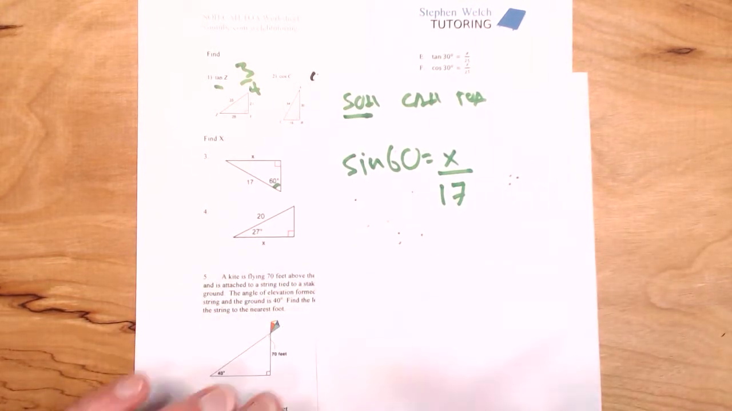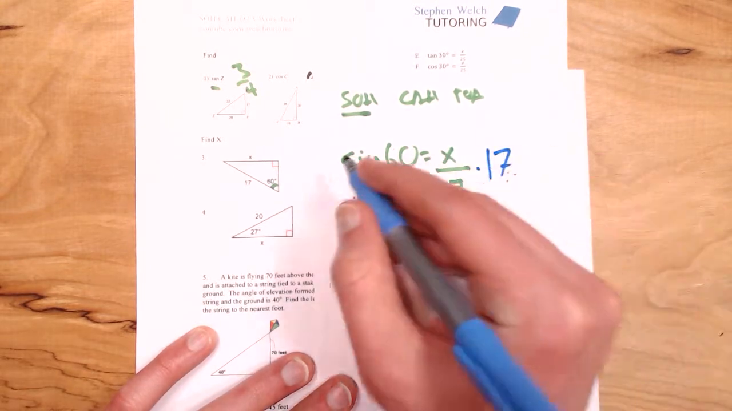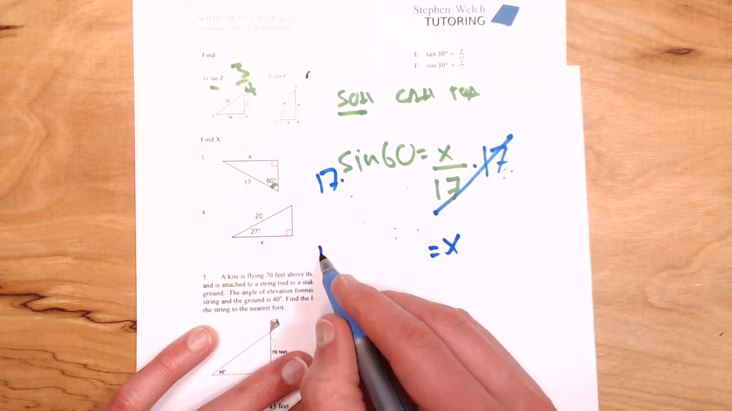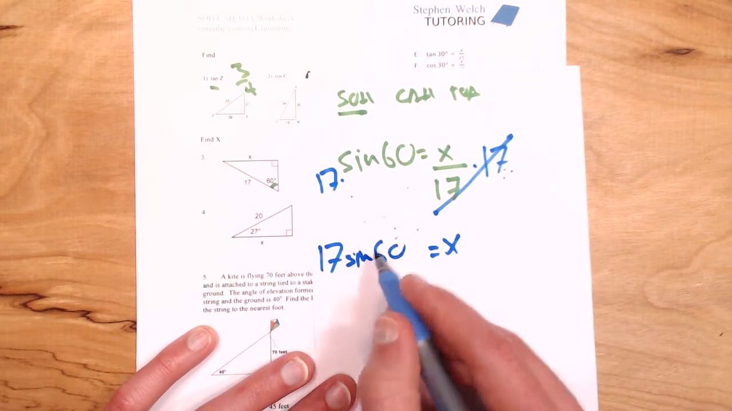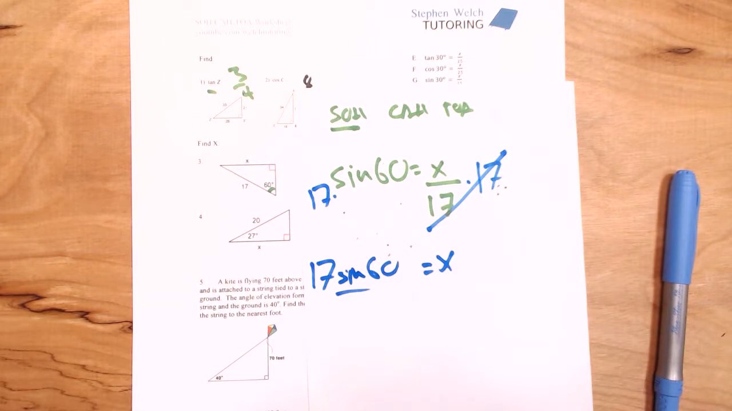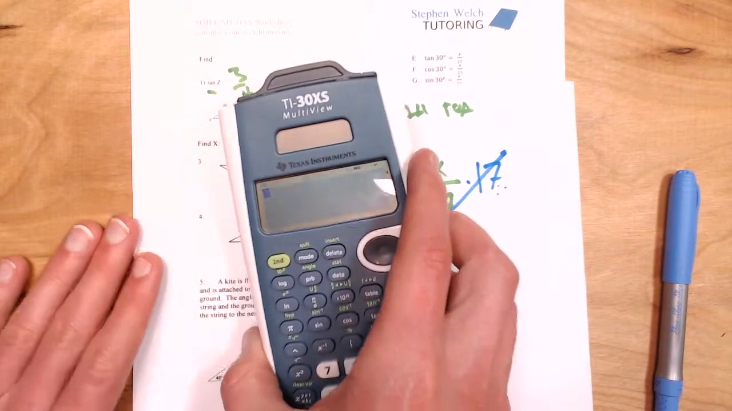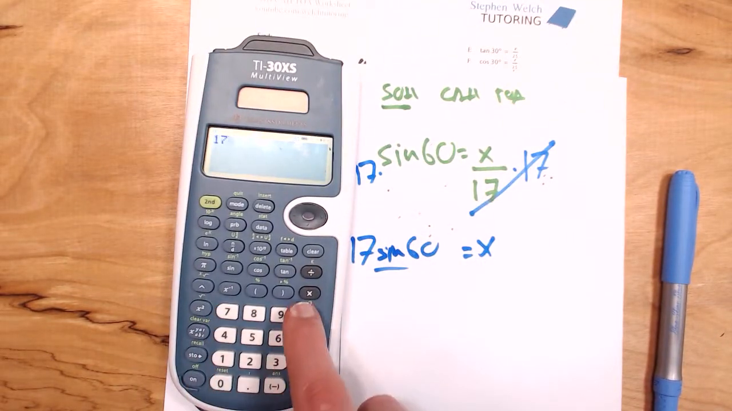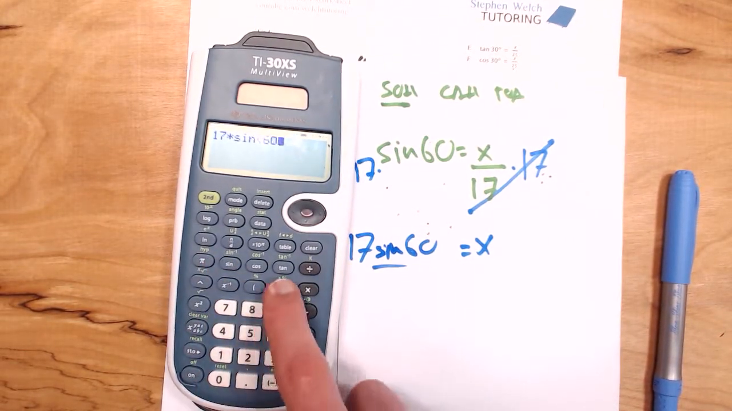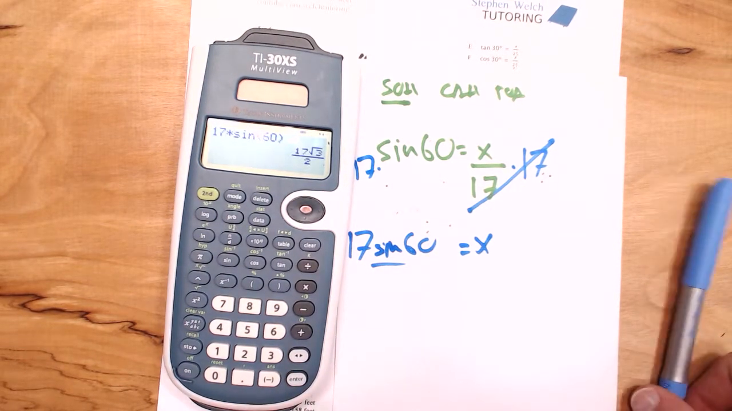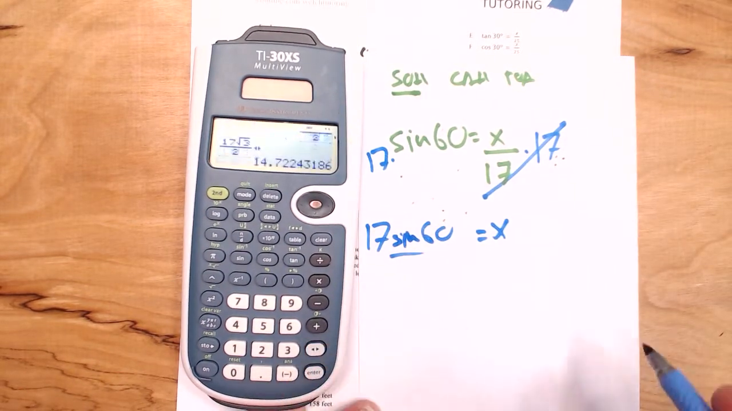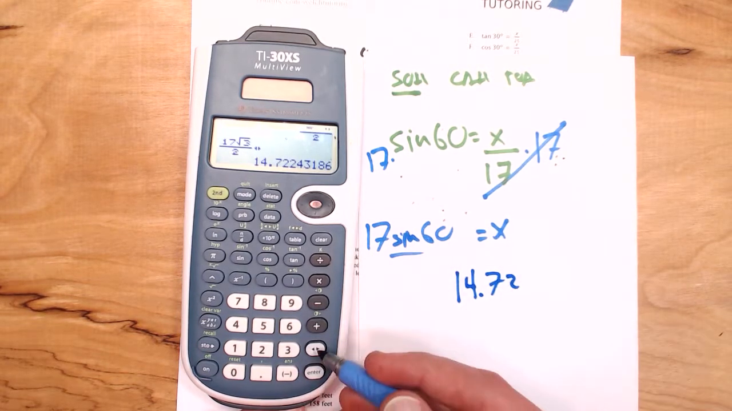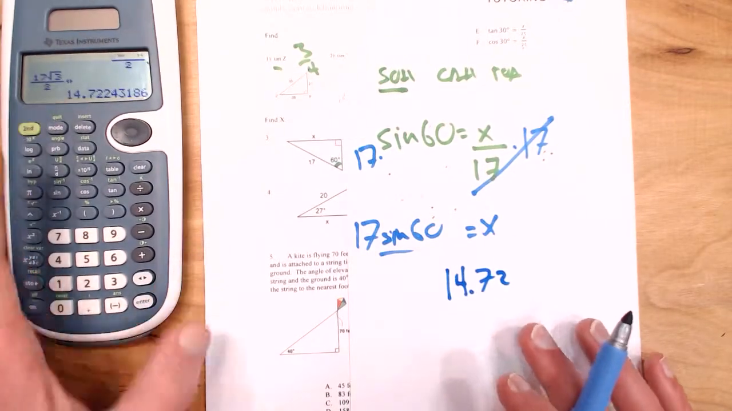Now I'd like to solve for x, so I'll multiply both sides by 17. These cancel. I get x equals 17 sine 60. Remember, the sine of a number is just another number, and I can compute that on my calculator. So I'll say 17 times the sine of 60, enter. Okay, I get this nice rationalized answer. I think I want it as a decimal though, really. So I would get 14.72. I just hit my button here to switch between rational and decimal form.